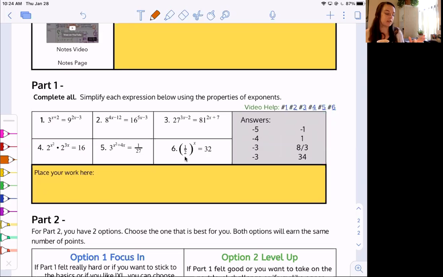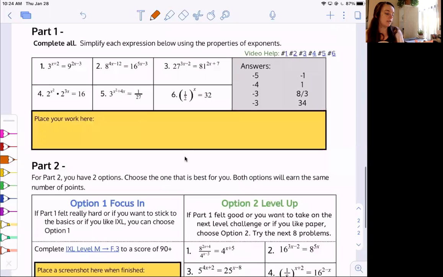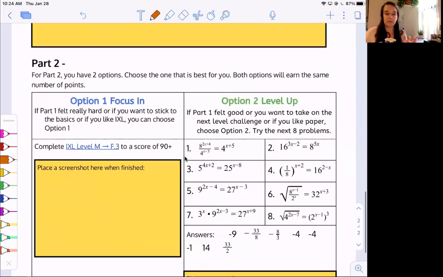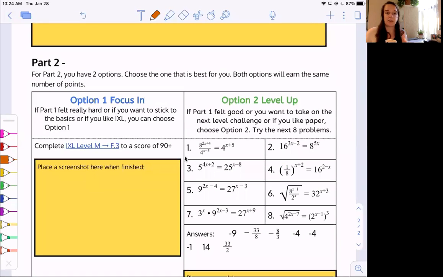Then I want you to gauge for yourself. There are 2 options for part 2. You're going to choose which one is best for you. Both options are going to earn the same number of points. So it's not like option 1 is less and option 2 is better. That's not a thing. But option 1 is going to be our focus in section. If part 1 felt hard, or if you want to stick to the basics, or if you like IXL, there is an IXL option for option 1.